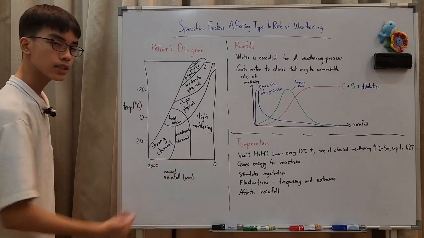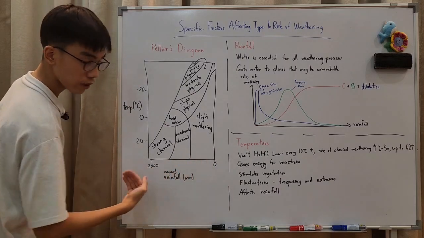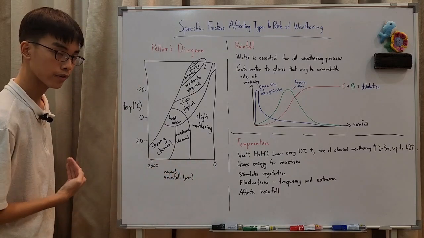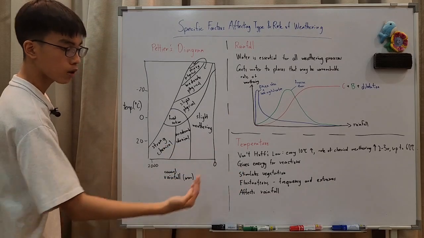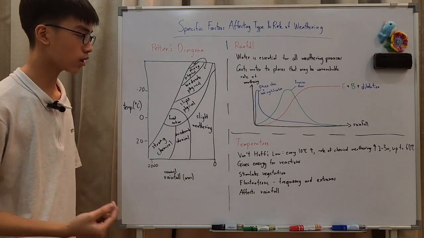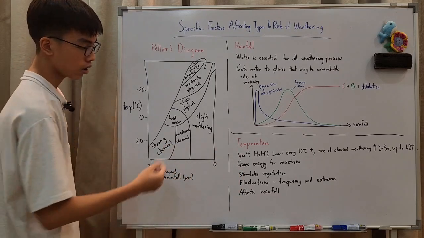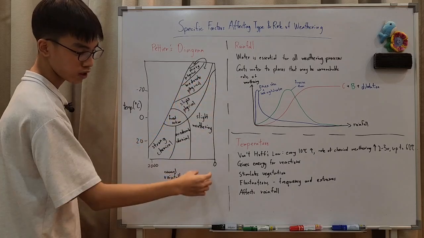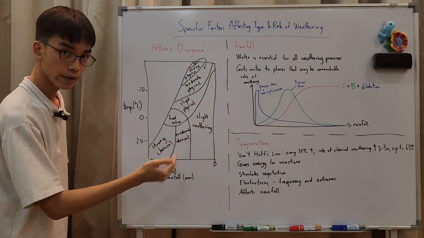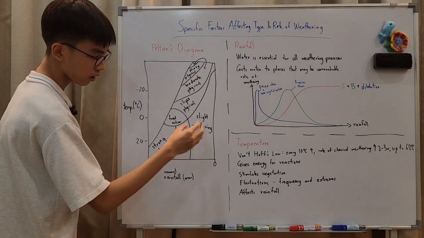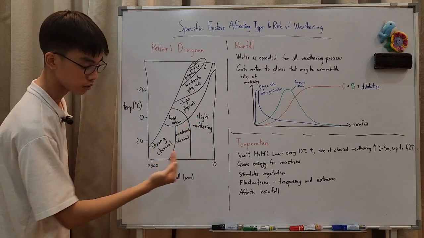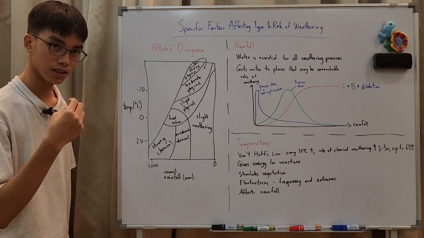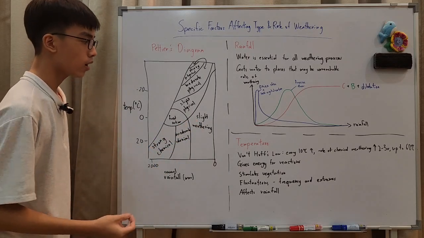As for rainfall, as you can see, this side is more rainfall, this side is no rainfall. The more rainfall you have, the faster the rates of weathering. So slight weathering with very little rainfall, and especially for chemical, the trend stays slight, moderate, strong. So as you increase your rainfall, the faster the rate of chemical weathering.